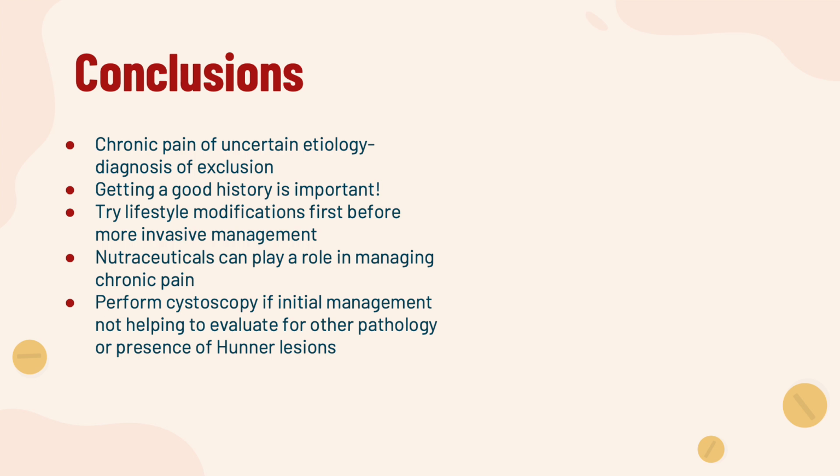Overall, IC is a diagnosis of exclusion characterized by chronic bladder pain or discomfort. Therefore, getting a good history is important to rule out other causes. Early options for management include lifestyle modifications before more invasive management. Nutraceuticals can play a role in managing chronic pain, and it is important to perform a cystoscopy if the initial management is not helping in order to evaluate for other pathology or presence of Hunner lesions.